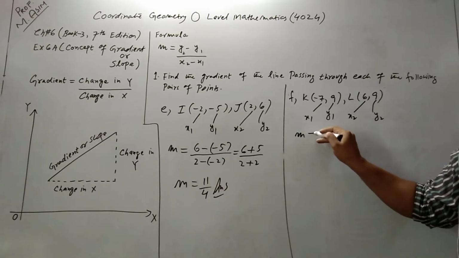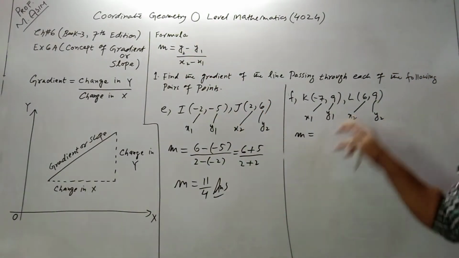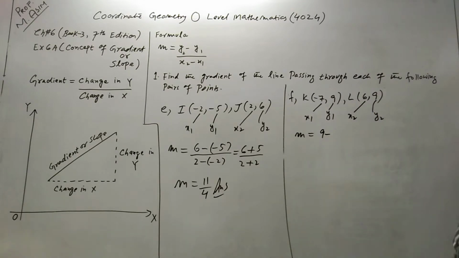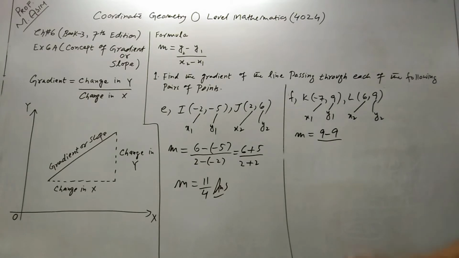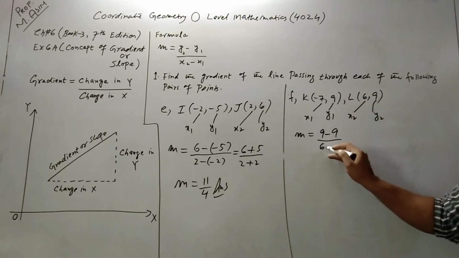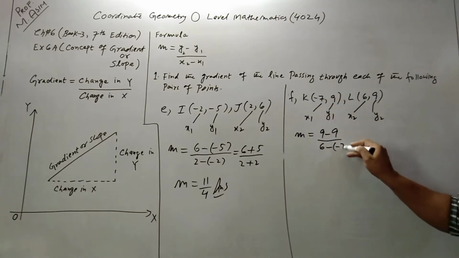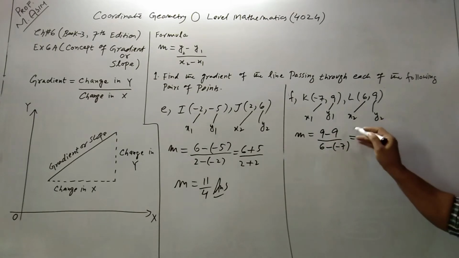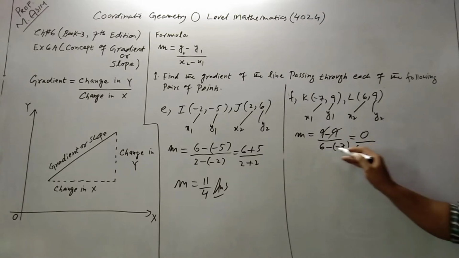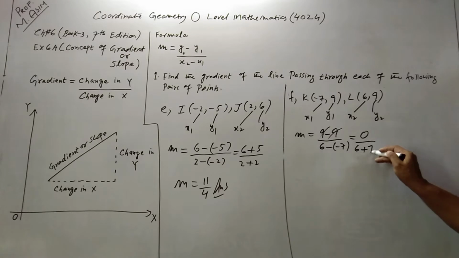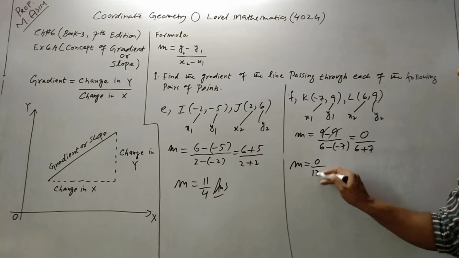Therefore, the gradient is, what is the formula of gradient? See, y2 minus y1. What is y2 in this case? 9 minus y1, 9, upon x2 minus x1. What is x2? 6 minus, what is x1? This minus from the formula and this minus from the value. 9 minus 9 is 0 because 9 cancels 9, upon 6 minus multiply by minus is plus. So m is equal to 0 upon 6 plus 7 is 13.